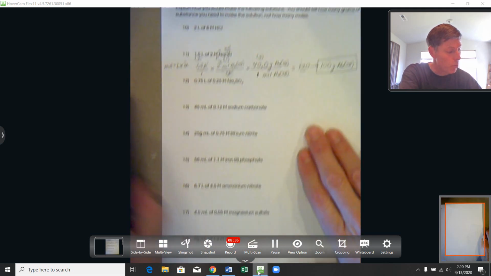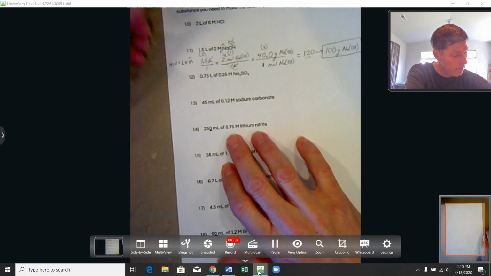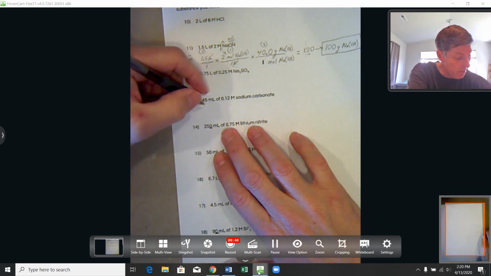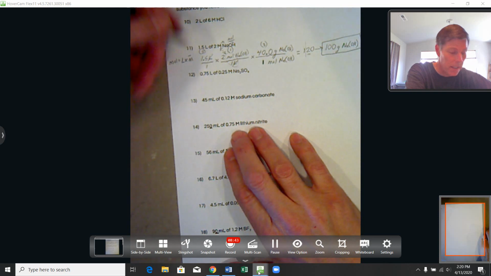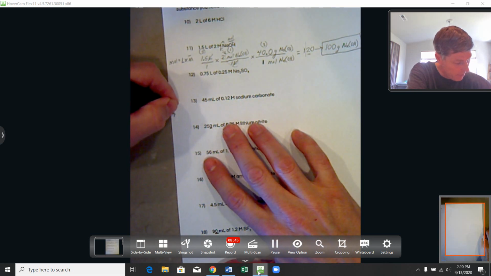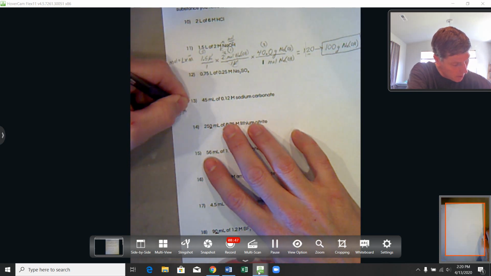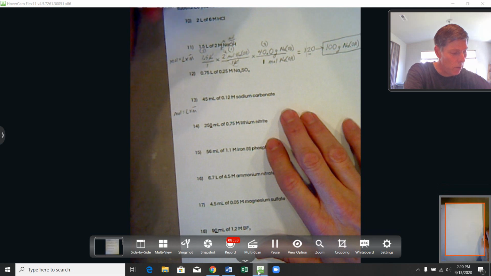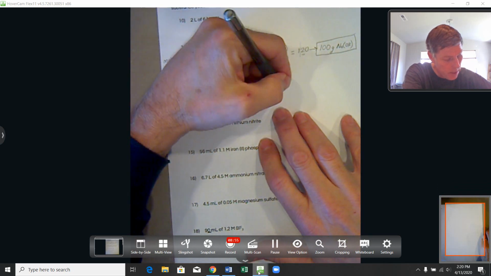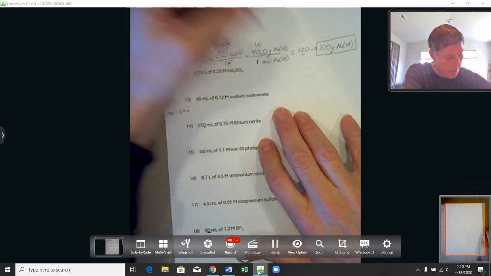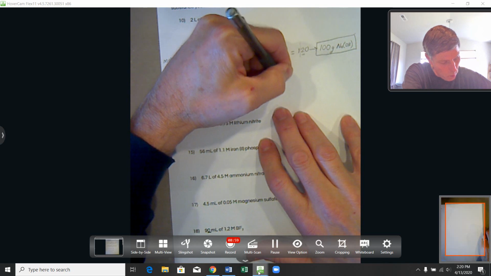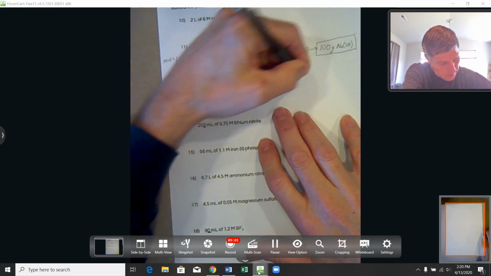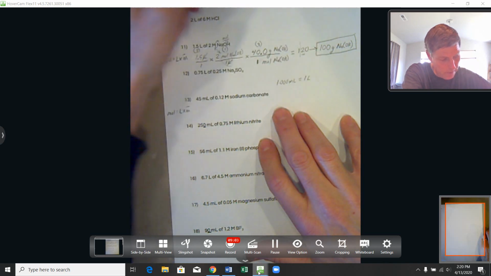Okay. So let's work out number 13. And you're going to find out it's following the same format. All the ones on this back side are following the same format. Moles equals liters times molarity. So here's the one thing we talked about earlier in the other video. We said there are 1,000 milliliters in 1 liter.